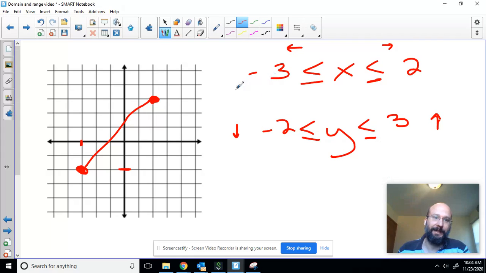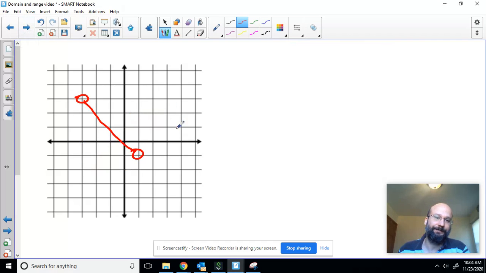So this would be our domain and range for this line. Domain is from -3 to +2. Range is from -2 to +3. Again, it's all a matter of making sure you understand that domain is left to right and range is from down to up. So here's another one.